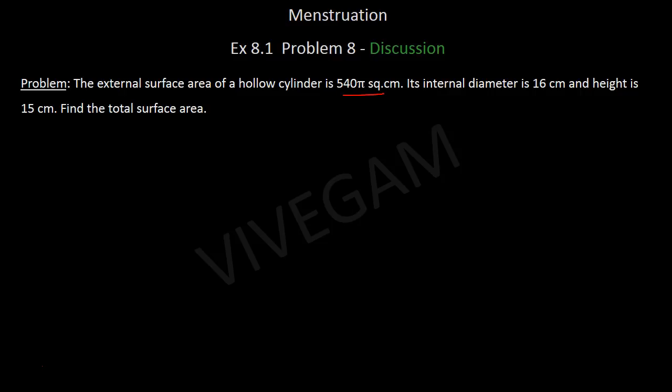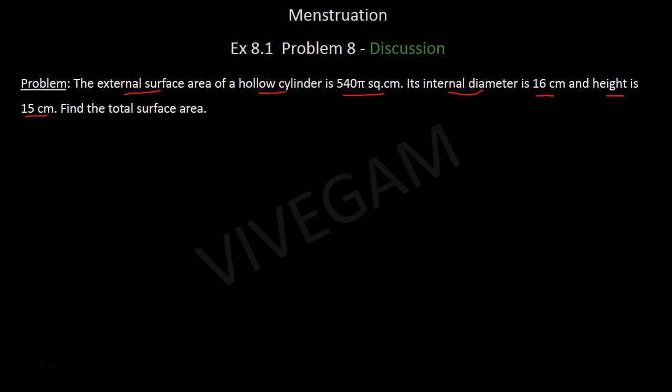540 pi square centimeter is the external surface area. It's a hollow cylinder. Internal diameter is 16 centimeter. Height is 15 centimeter. Okay, so these are the things which are given here. Please note a few things. The external surface area is given as 540 pi, so which means in our formula we don't need to substitute 22 by 7. Okay, you might get it cancelled. That is one thing which you have to keep in mind.